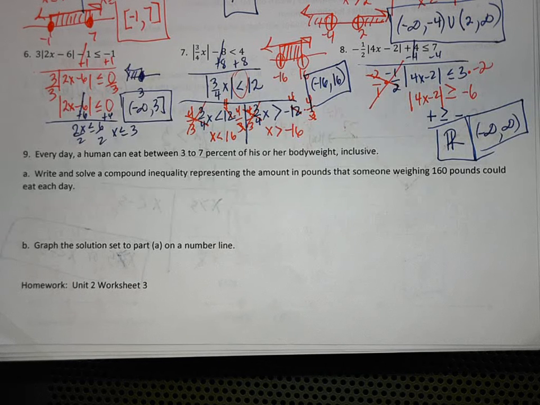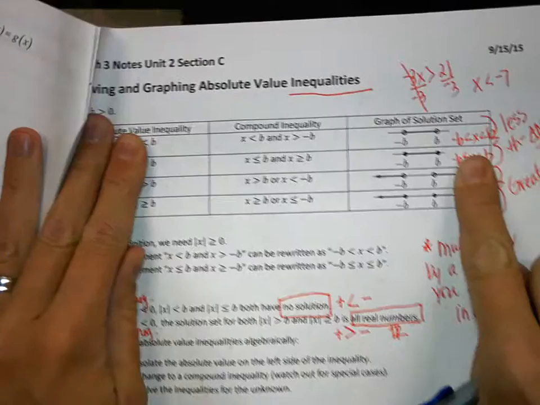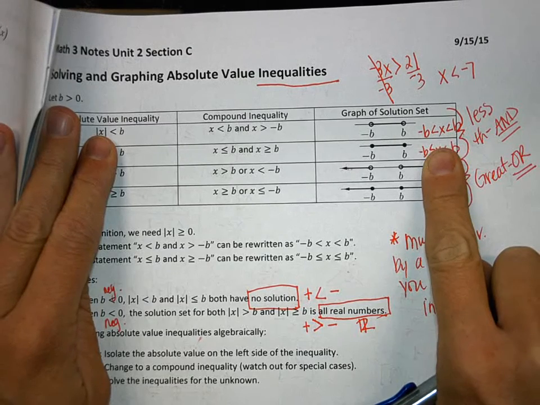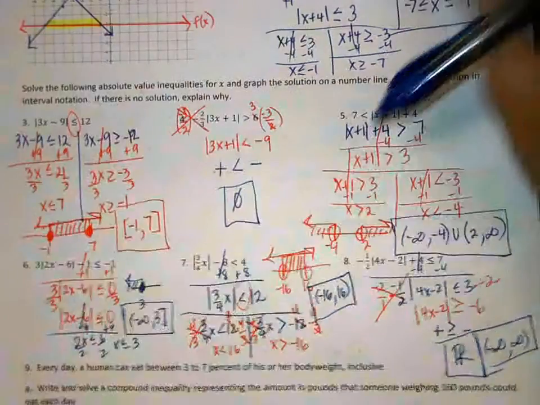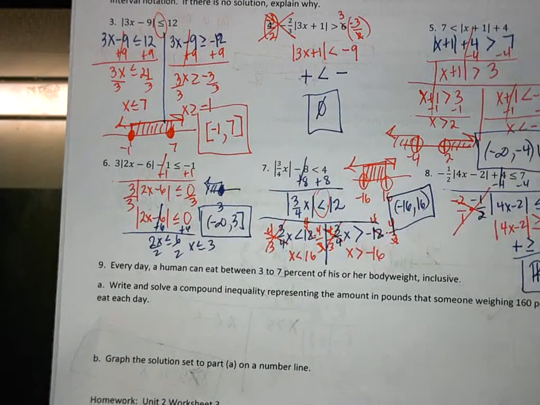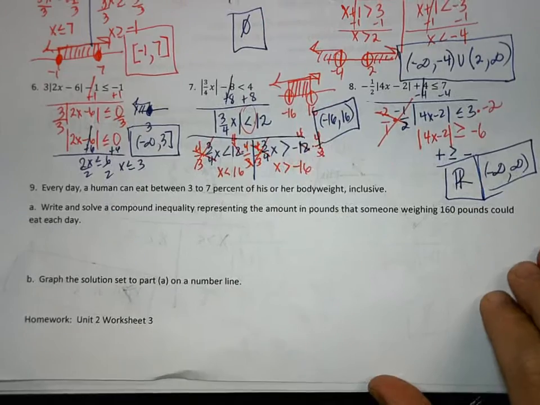Okay. Number 9. Every day, a human can eat between 3 to 7% of his or her body weight. Write and solve a compound inequality. So a compound inequality is where we have two pieces of information, like this. This is a compound inequality. Okay? So smallest to greatest with your variable in the middle, representing the amount of pounds that someone weighing 160 pounds could eat each day.